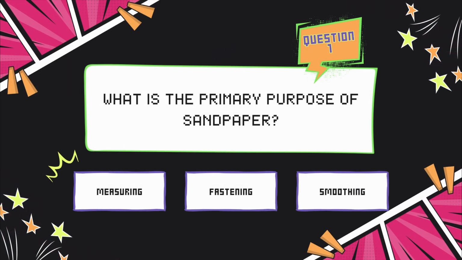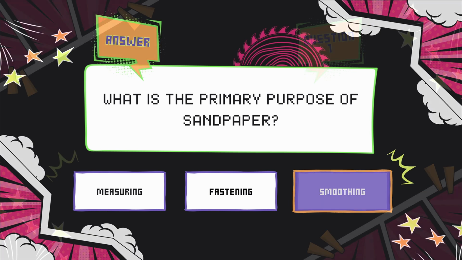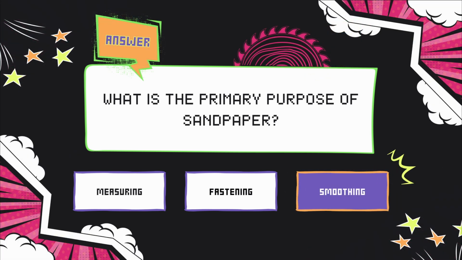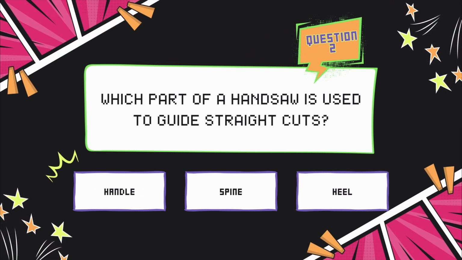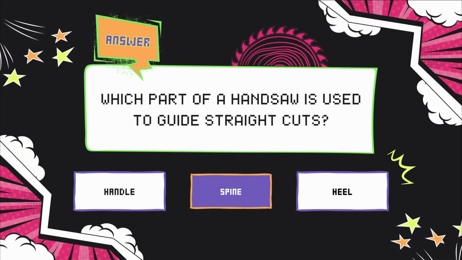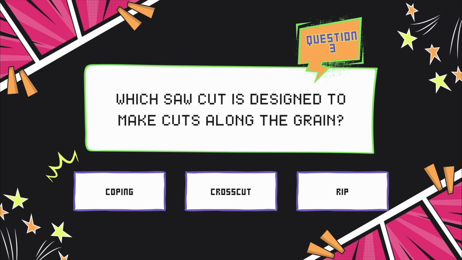What is the primary purpose of sandpaper? And the answer is smoothing. Which part of a handsaw is used to guide straight cuts? And the answer is the spine. Which saw cut is designed to make cuts along the grain? And the answer is rip cut.